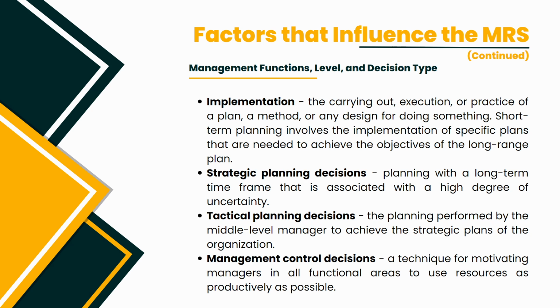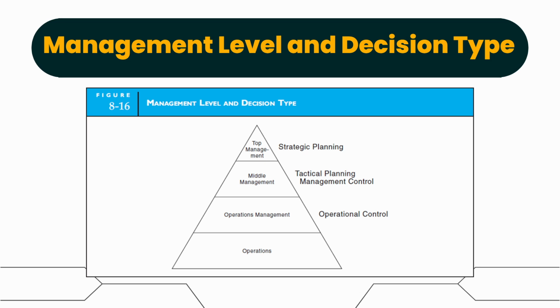To continue the factors that influence the MRS: management functions, level, and decision type. These include implementation, strategic planning decisions, tactical planning decisions, and management control decisions. These are its management levels and decision types. The top level decisions have long-term implications, high risk, and uncertainty. Middle level decisions have 1 to 2 years medium-term implications, while the bottom level have routine decisions, with no or very little uncertainty or risk.